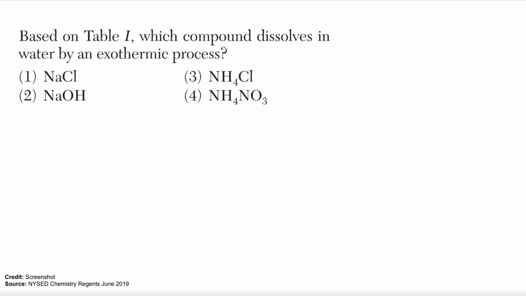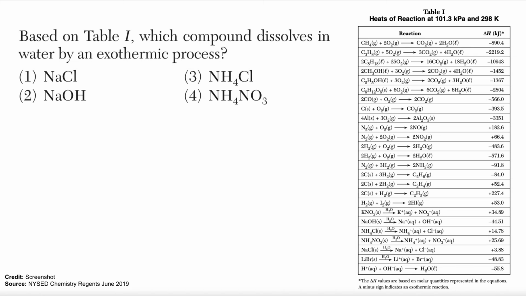Let's do a practice problem based on Table I. This question says, based on Table I, which compound dissolves in water by an exothermic process? Now don't be worried. I know that if you look at Table I, you don't see anything that says dissolving. But remember, when you see an arrow with H2O above it, it means the process is dissolving. So we are looking to compare NaCl, right here, with NH4Cl, with NaOH, with NH4NO3. So we are comparing and seeing sodium hydroxide, ammonium chloride, ammonium nitrate, and sodium chloride. Which one of those compounds is dissolving by an exothermic process?